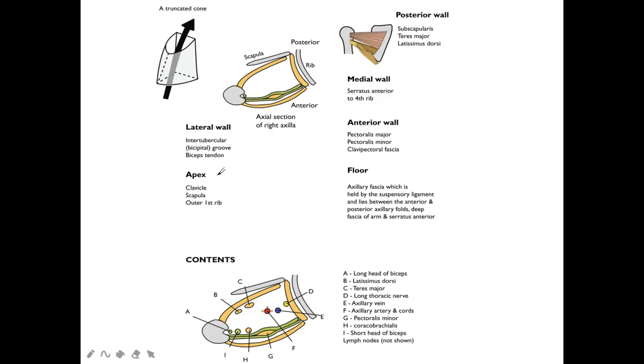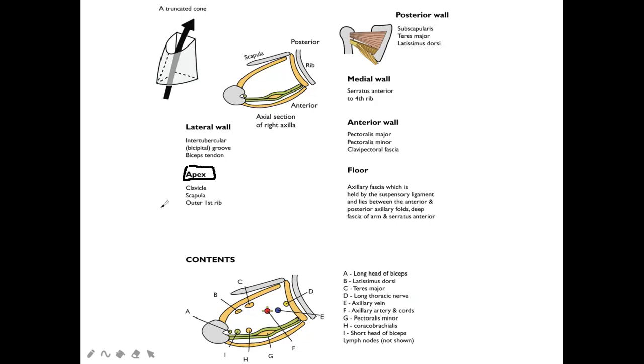So let's start with basically looking at the apex, right? So the inlet, or what you call the outlet as well, of the axilla is bordered by the clavicle, the lateral parts of the clavicle, and then the posterior margin of the axilla is the upper border of the scapula. And then medially, we have the outer border of the first rib. So get that, the outer border of the first rib, all right?